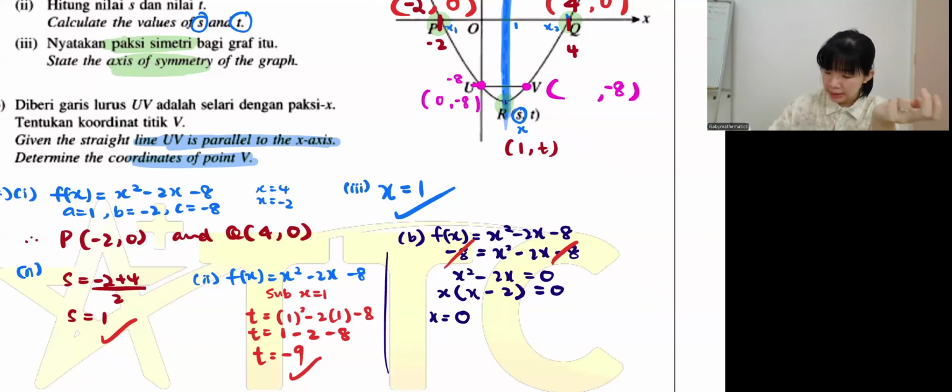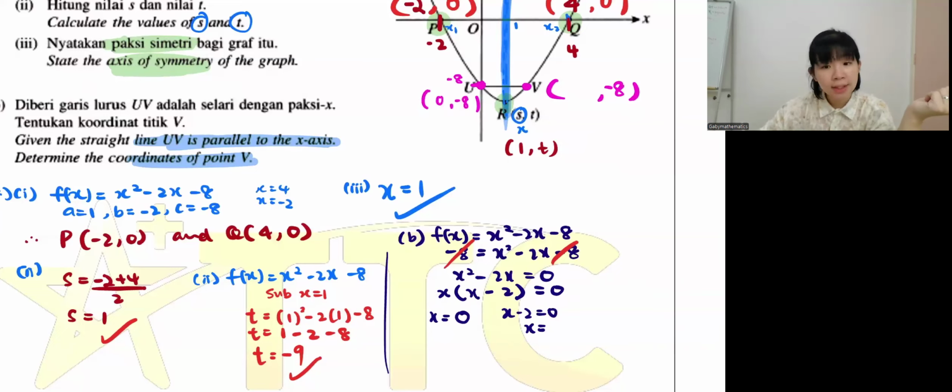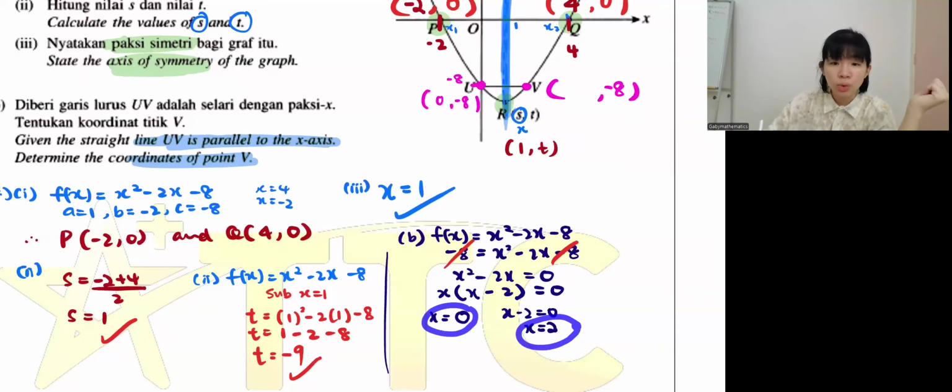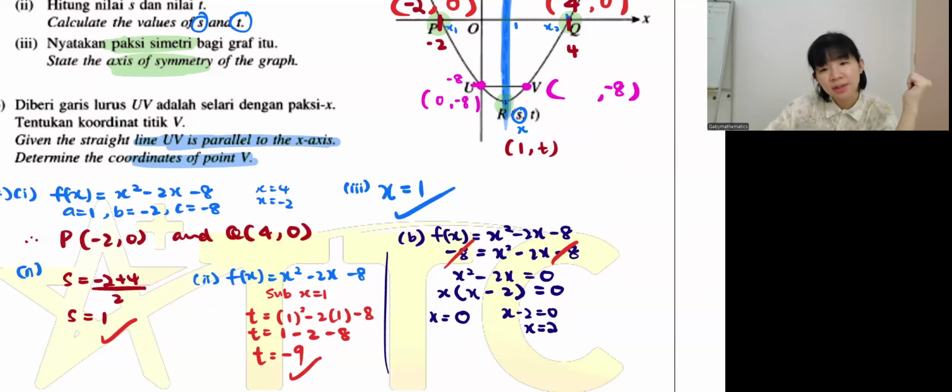Second answer, this bracket also equals 0. So you write it out: x minus 2 equals 0. So at the end, x is how much? So x is 2. Now guys, we have both answers, 0 and 2. Which one must be rejected? Which is the one that we don't want?